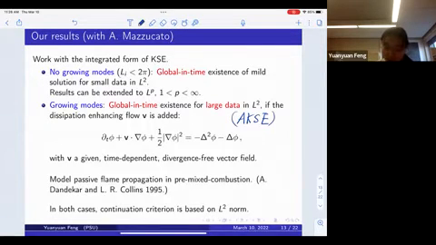We can prove that as long as V, the amplitude of the dissipation enhancing flow, is large enough, then we can have global existence for this system. Actually, this model was first raised by Dandeker and Collins in 1995 to model the flame propagation in premixed combustion. In both cases, our continuation criteria is based on the L2 norm.